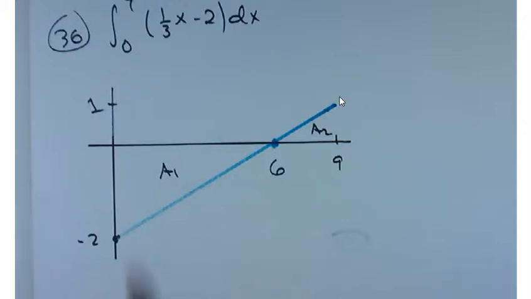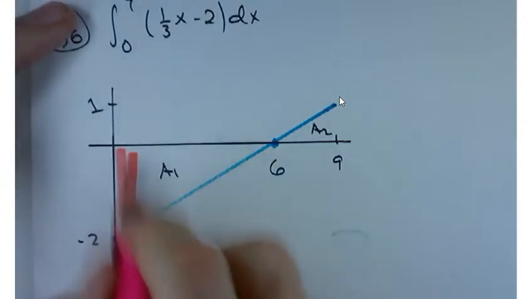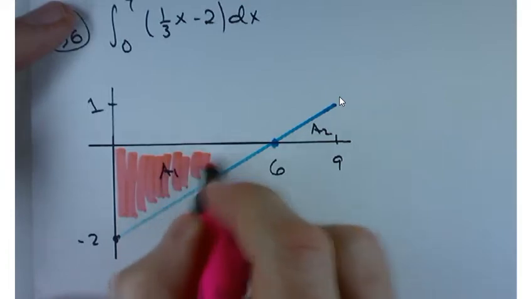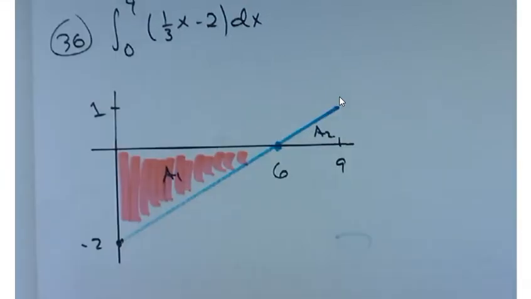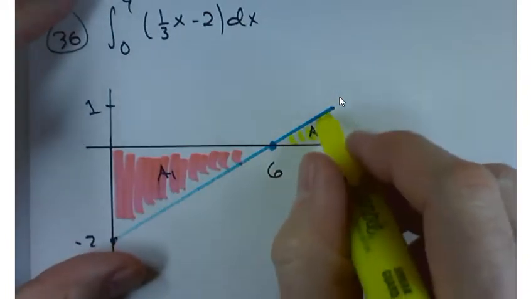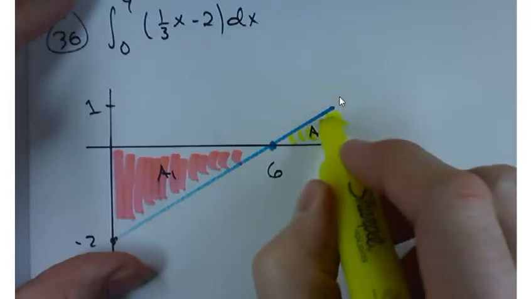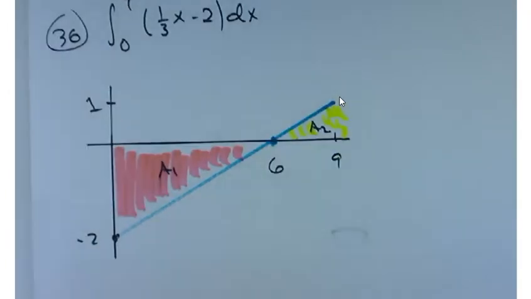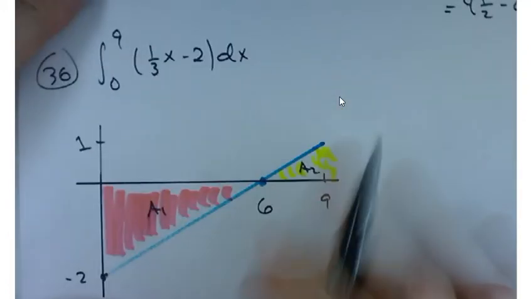There's a little bit of a catch in finding A1, right? Does anyone know what I have to be careful about when I write down my answer for A1? Yeah, it has to be negative because we're below the x-axis. So, again, these are just triangles, so it's not that big of a deal.